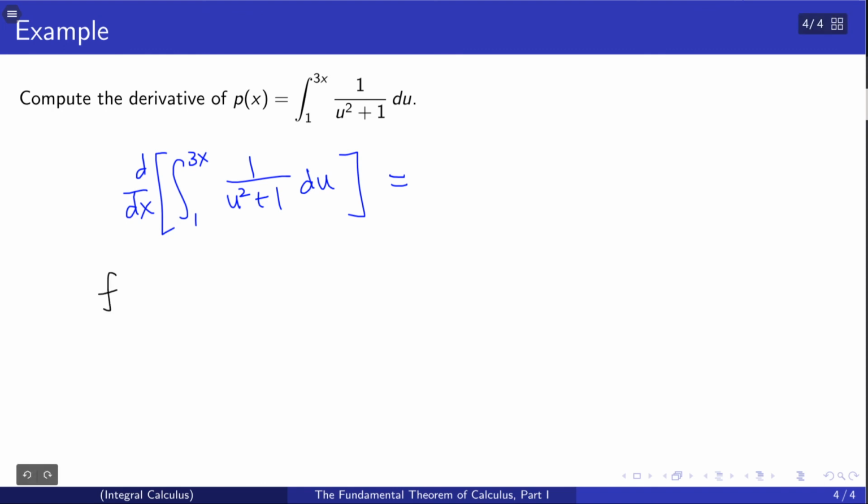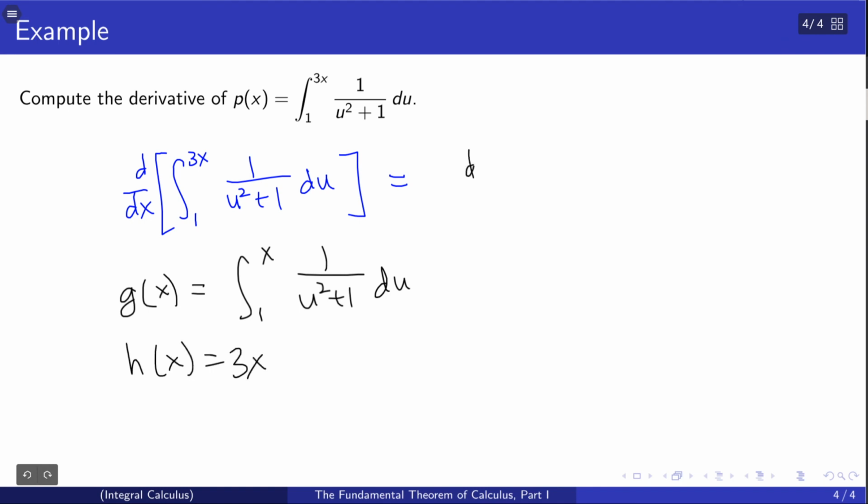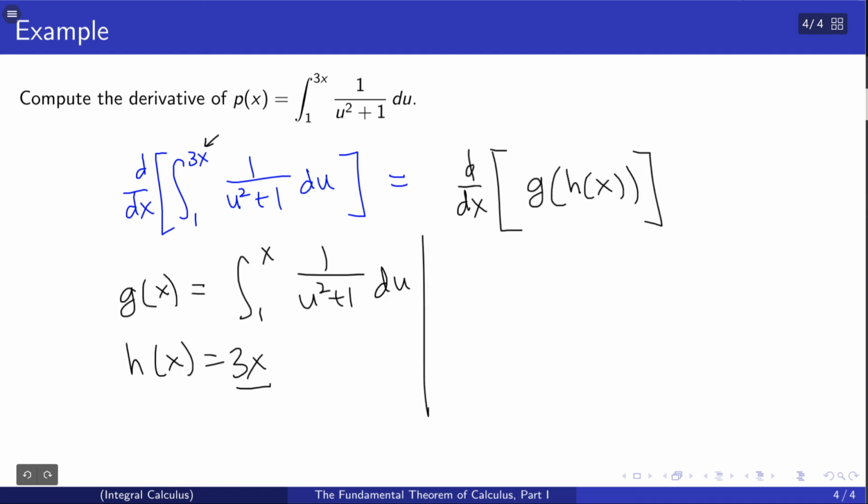So what do you do if you have a composition of two functions like this, right? So you can think of this as the composition of, let's see, I'm not going to use f, say g of x is the integral from 1 to x of 1 over u squared plus 1 du, and another function h of x equals 3x. Then that means you're just taking the derivative of the composition of, so which one are we doing first? We're doing the 3x first, and then plugging it into the upper limit. That means h is inside the composition. And we know that the derivative of a composition using the chain rule is now just g prime at h of x times h prime of x.